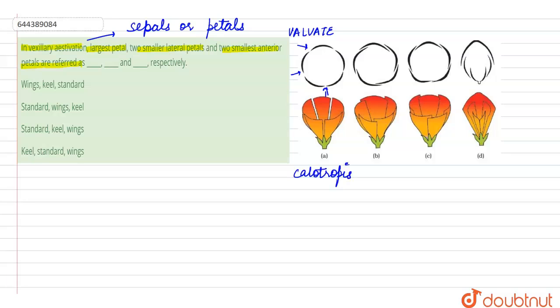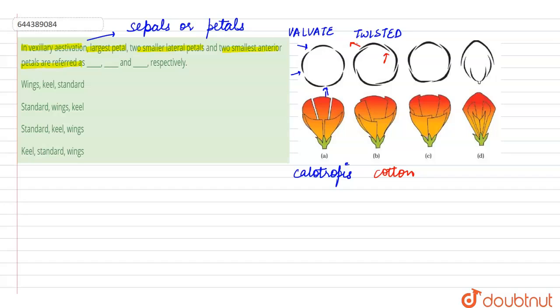In the second type, it is called as twisted. In twisted type, there is regular overlapping of the petals, where we can see one end of each of the petals is overlapped, whereas this end is the exposed one. So this happens with all the petals here. So there is regular overlapping in case of this one, while we can take the example of twisted as cotton, ladyfinger and the China rose.